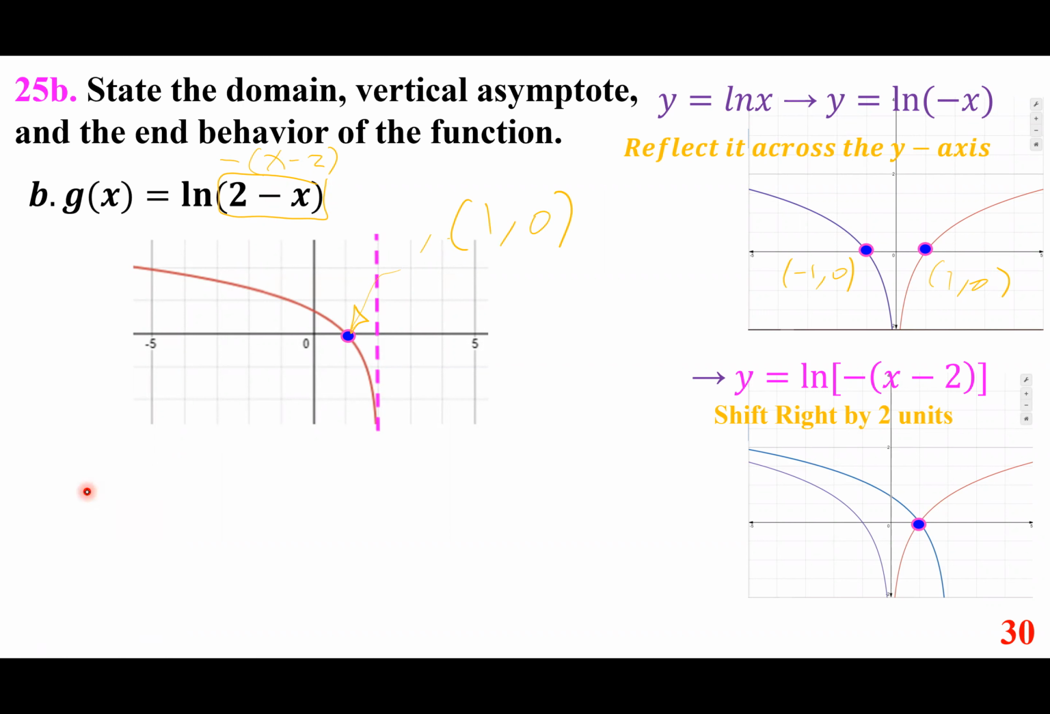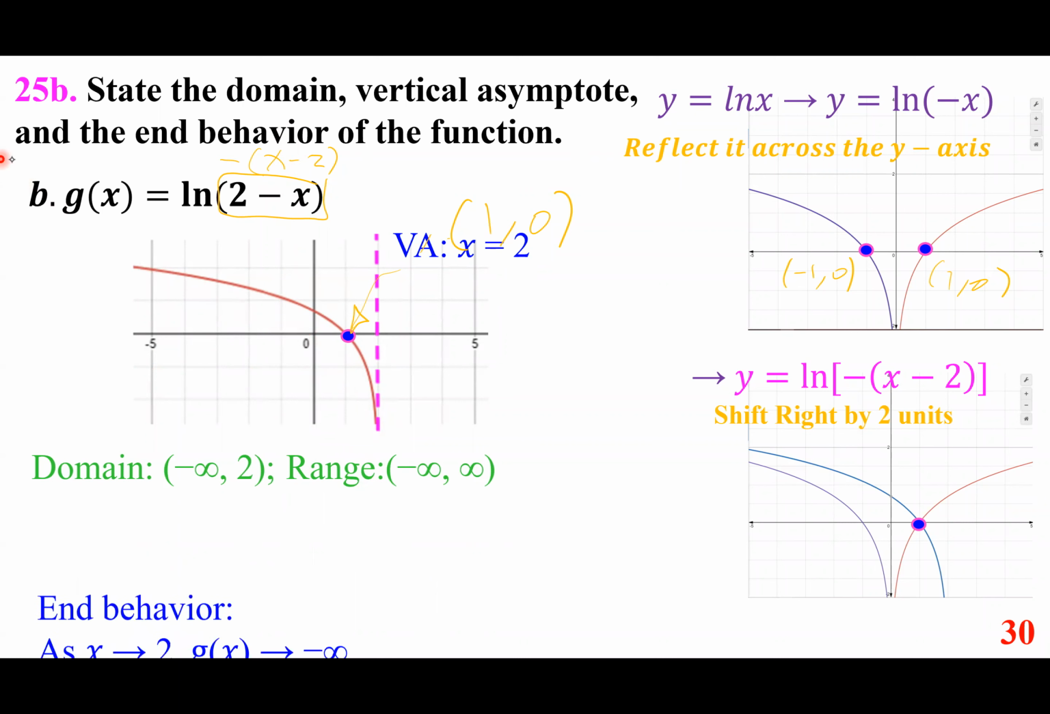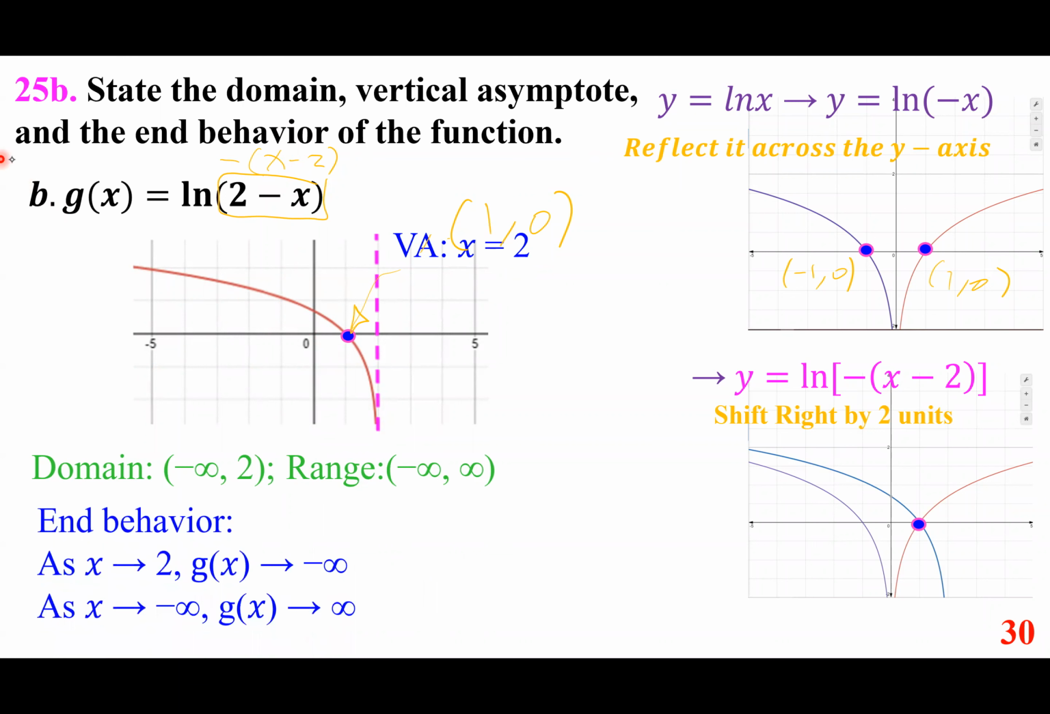So what happens is that the domain has changed. Now the vertical asymptote is x equals 2, as I mentioned. And the domain is from negative infinity up to 2, from minus infinity to 2. The range is still all real numbers. So as x gets closer and closer to 2, this time 2 from the left, it goes to negative infinity. And when x goes to negative infinity, it blows up to positive infinity. Again, that would be the end behavior.